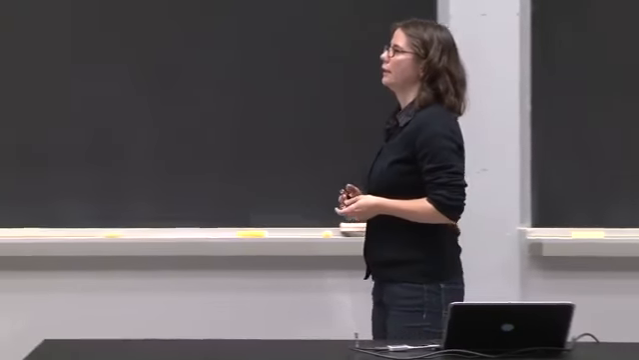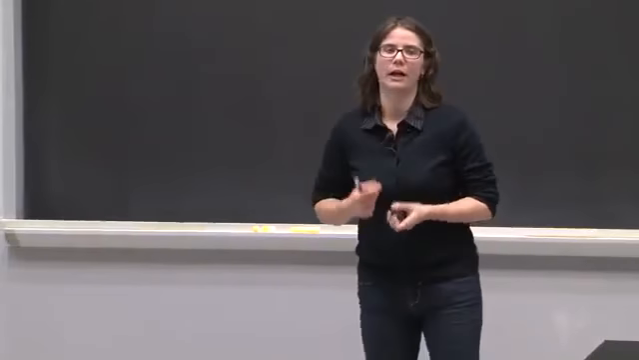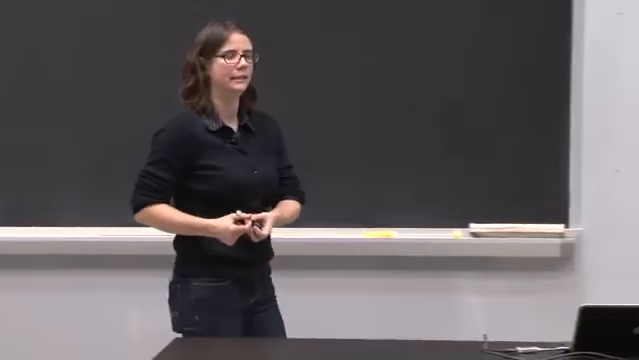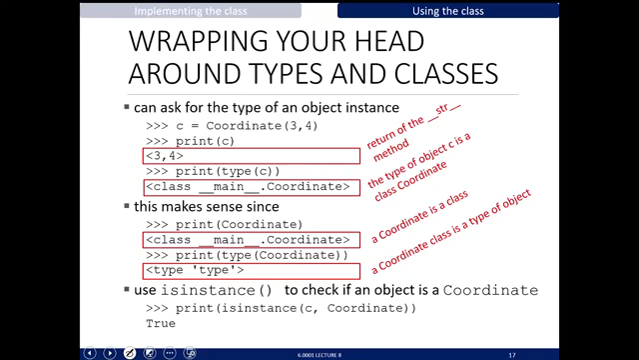If you'd like to figure out whether a particular object is an instance of a particular class, you use this special function called isinstance. So if you print isinstance c, coordinate, this is going to print true because c is an object that is of type coordinate.